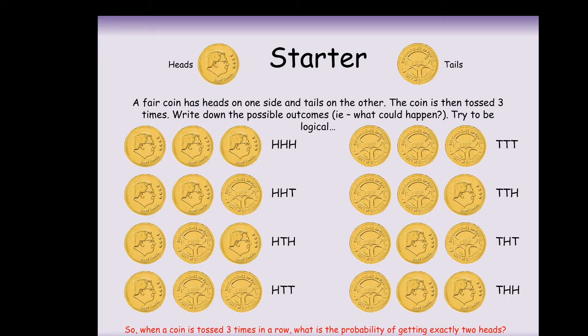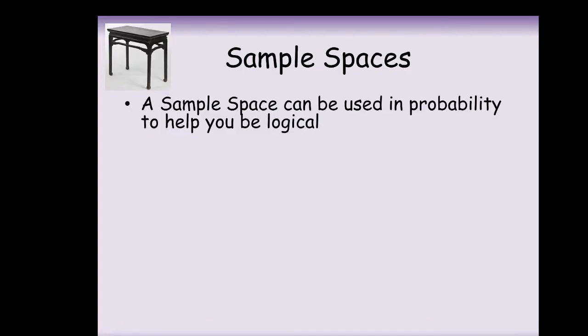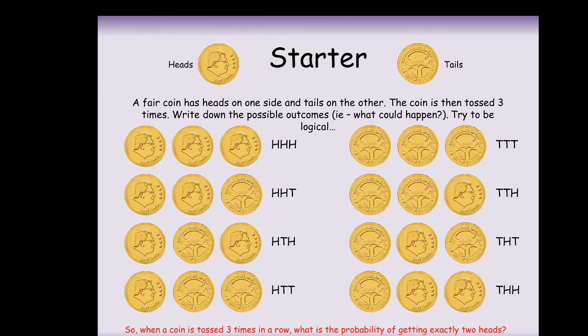When a coin is tossed 3 times in a row, what is the probability of getting exactly 2 heads? So exactly 2 heads is here. Oh, it didn't let me draw. This one here, this one here, and this one here. So that's 3 options where you get exactly 2 heads. So that's 3 out of the 8 options. So the probability is 3 out of 8.